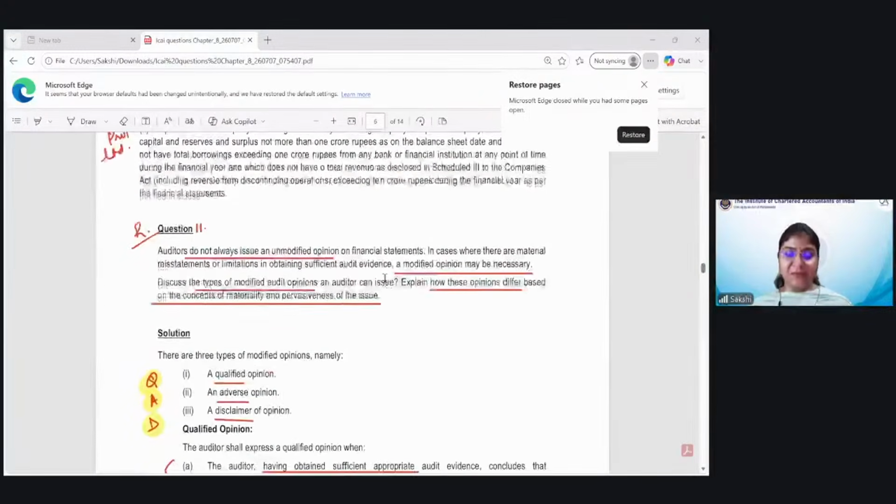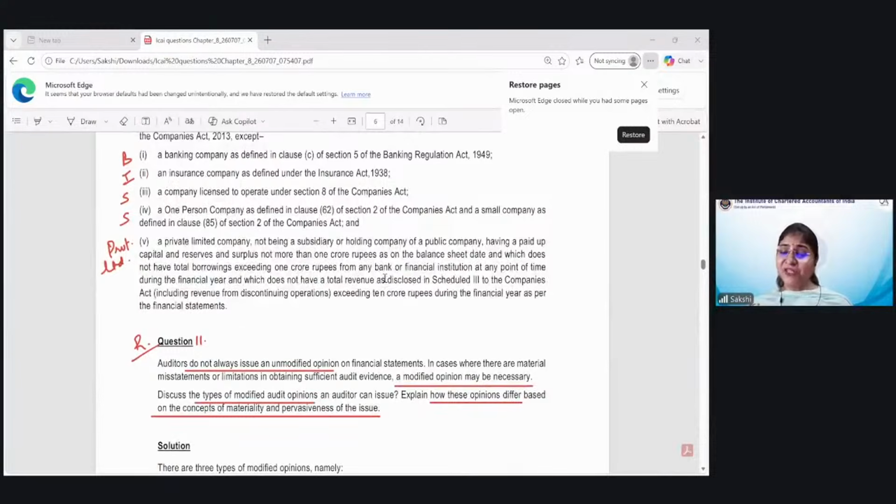All right. Then let's see question number 11. Auditors do not always issue an unmodified opinion on financial statement. In cases where there are material misstatement or limitation in obtaining sufficient appropriate audit evidence, a modified opinion may be necessary. Discuss the types of modified audit opinion an auditor can issue. Again, second part of the question: explain how this opinion differs based on the concepts of materiality and pervasiveness. Who will answer this question?